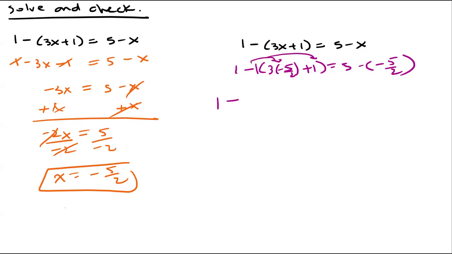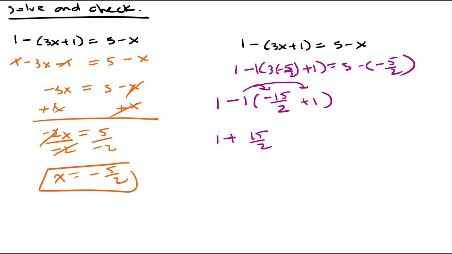But before we do that, let's go ahead and simplify the inside here. So let me backtrack. Okay, so 1 minus, we have negative 15 over 2 plus 1. Okay, so we have 1 minus, I'm going to distribute the negative 1 in each one. That's going to give me a plus 15 over 2 minus 1.